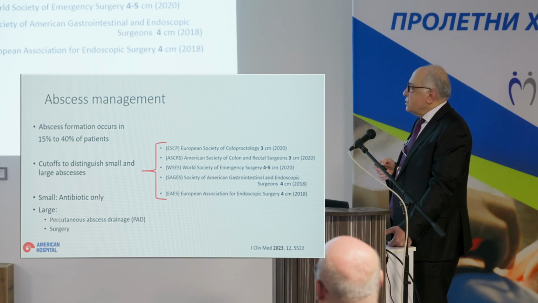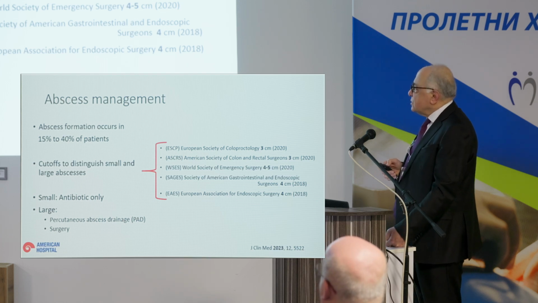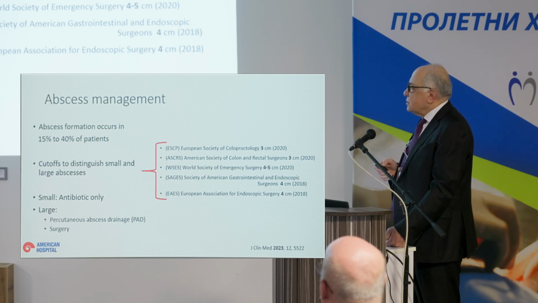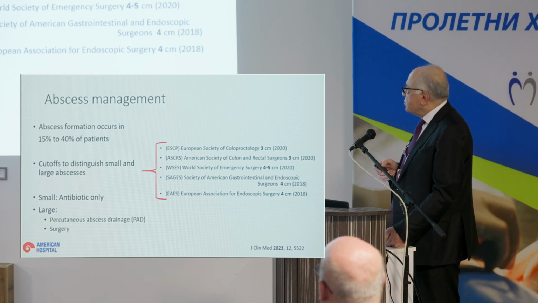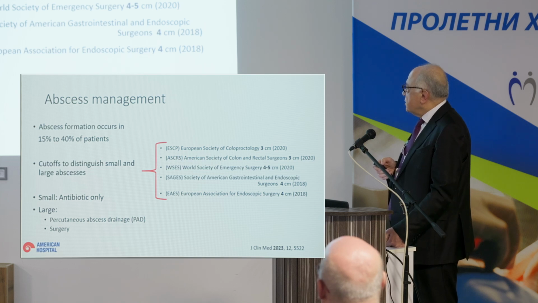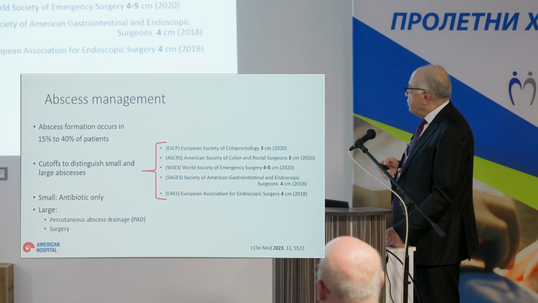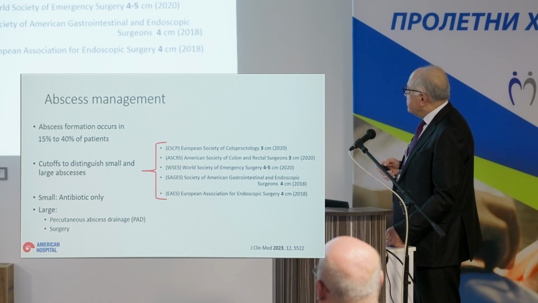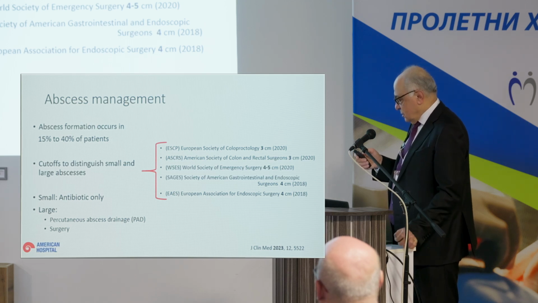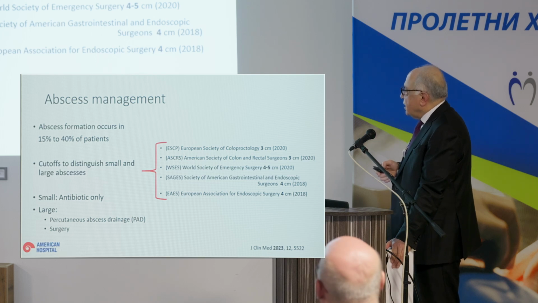An abscess occurs in 15 to 40% of patients, and the cutoff size to distinguish small and larger abscesses varies between different societies. For example, ESCP and ESCRS accept 3 centimeters as the cutoff size. The European Association for Endoscopic Surgery and SAGES accept 4 centimeters. And the World Society of Emergency Surgery says that a small abscess is less than 5 centimeters. It depends on the societies.